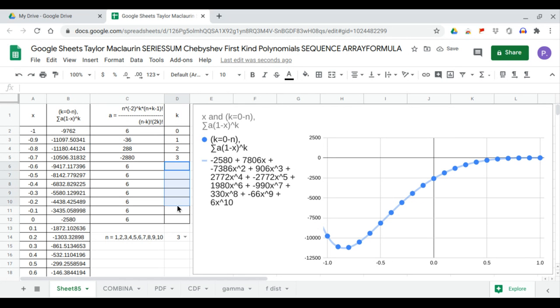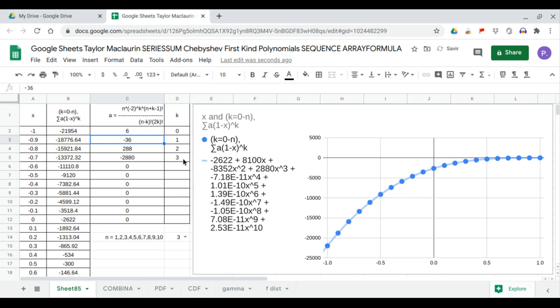If this cell is empty, this should be 0. So we have to correct that. So if k is empty, this should be 0. Otherwise, calculate. Now this is now fixed.